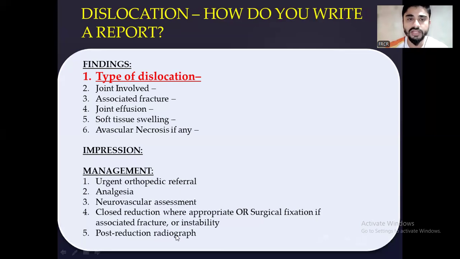Many students, about 90%, fail to write post reduction radiographs. Keep it in mind that in all cases of dislocation, whenever the orthopedician relocates the dislocated joint, he or she gets a post reduction radiograph to confirm whether the alignment of the joint surfaces is good or not. So the first point of today's lecture is the types of dislocation and how to identify them.